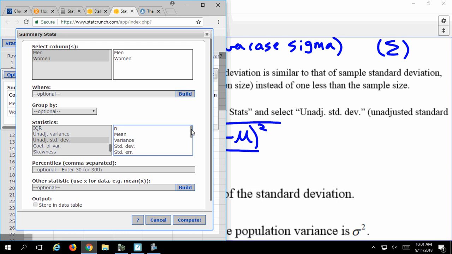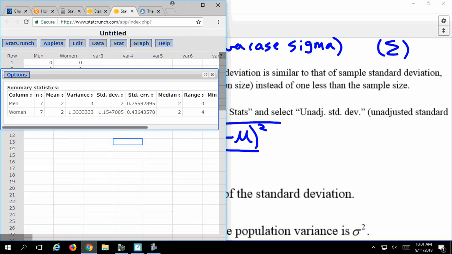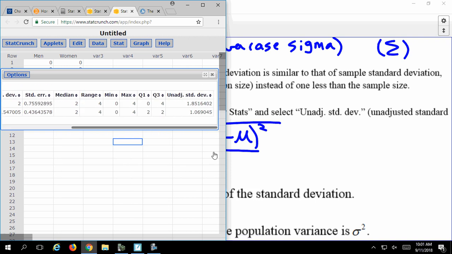So if we click compute, and I'll need to scroll over to the very end, I get the same thing except they've divided by 7 instead of 6 in that calculation.